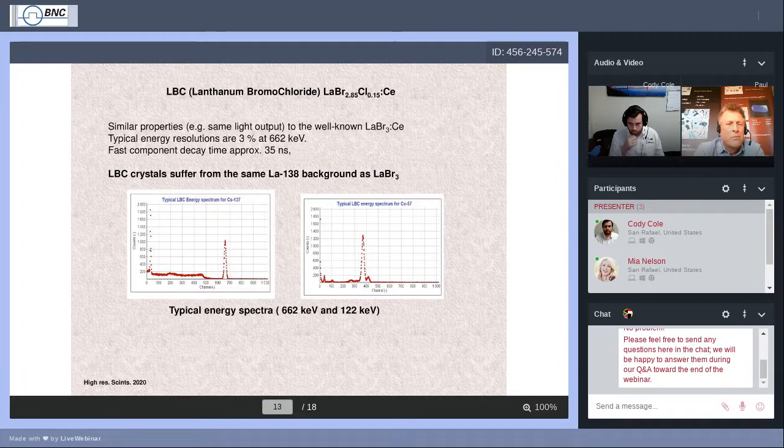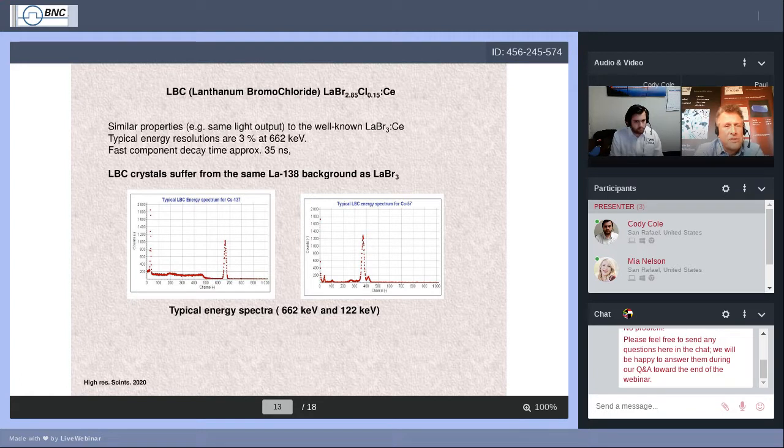Then we have lanthanum bromochloride, which we abbreviate as LBC. It's actually lanthanum bromide with 50% lanthanum chloride in it. The properties are actually similar to lanthanum bromide. Light output is the same. Resolutions are roughly 3% at 662 keV. We are averagely getting slightly lower numbers.